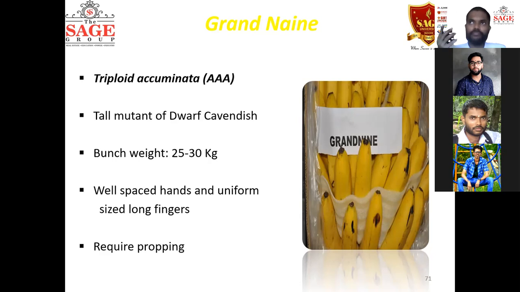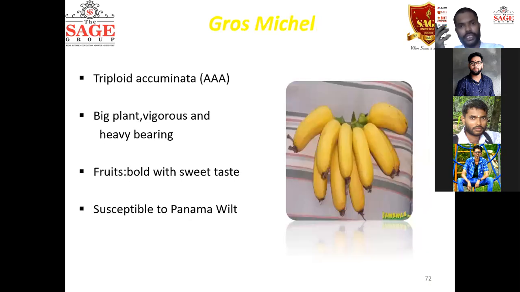So there are chances of breakage of the pseudostem if there is a heavy wind, as well as chances of the pseudostem collapsing because of the heavy weight of the bunch, so that we require propping or support.